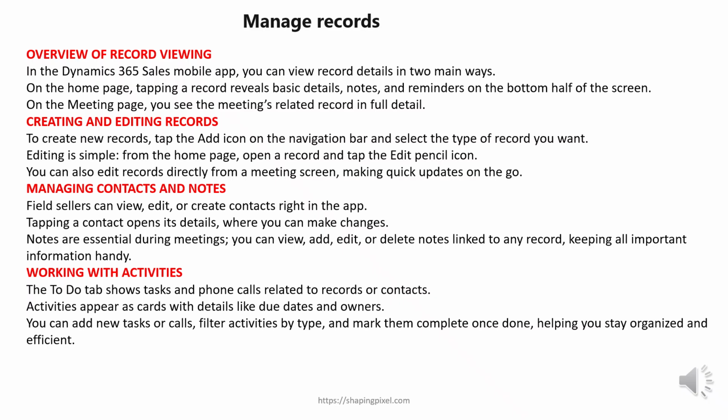Working with activities. The To-Do tab shows tasks and phone calls related to records or contacts. Activities appear as cards with details like due dates and owners. You can add new tasks or calls, filter activities by type, and mark them complete once done, helping you stay organized and efficient.